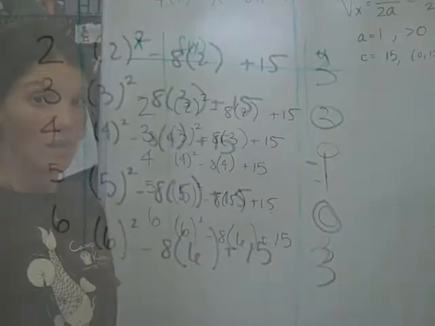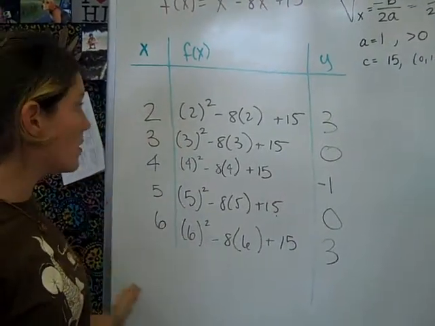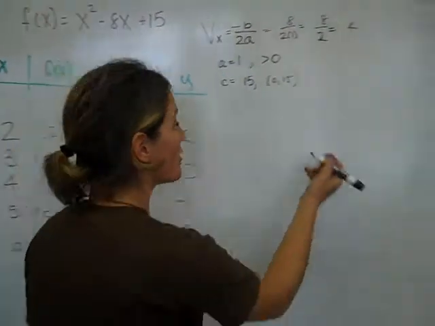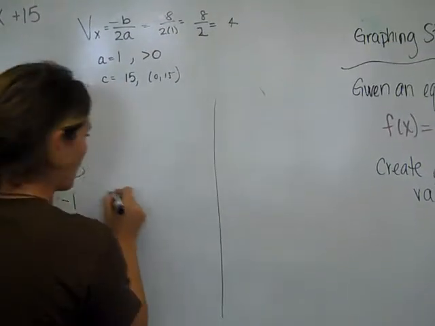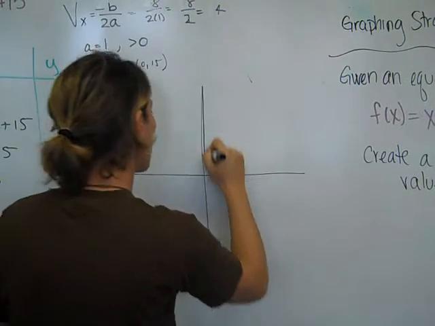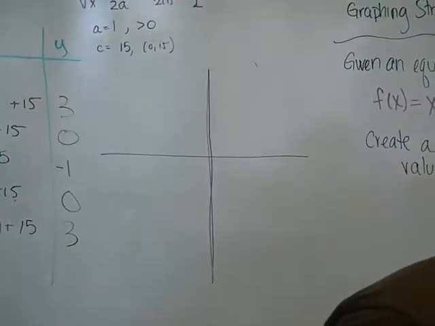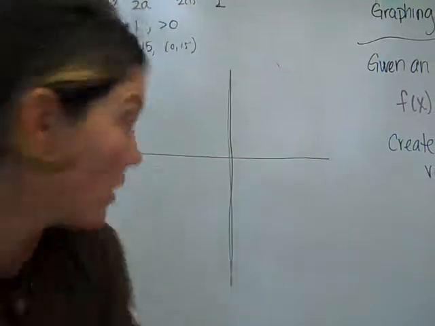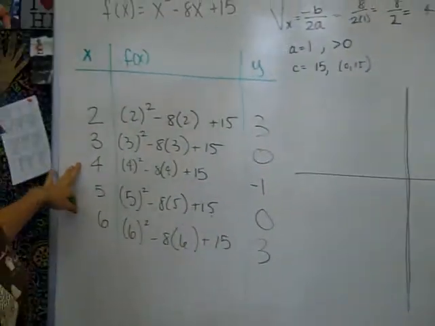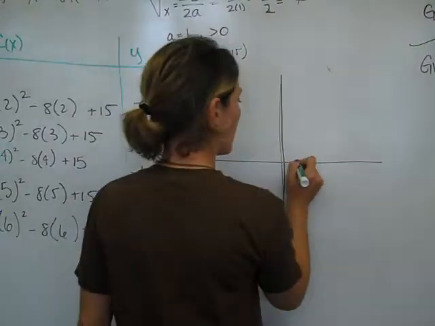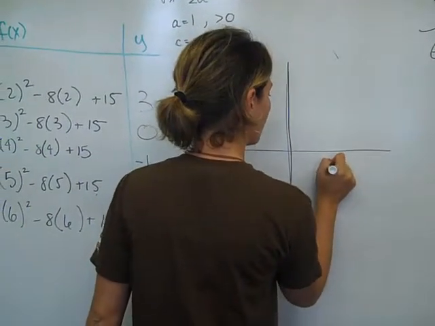Okay. So now that I have this table of values for my x and my y, I can transfer them to a coordinate plane. So a rough sketch of my coordinate plane. It's not going to be totally to scale, which is okay. We're just free drawing it on the board. So my vertex is the point I want to start with, and I know it's going to be 4, negative 1. 1, 2, 3, 4, negative 1.